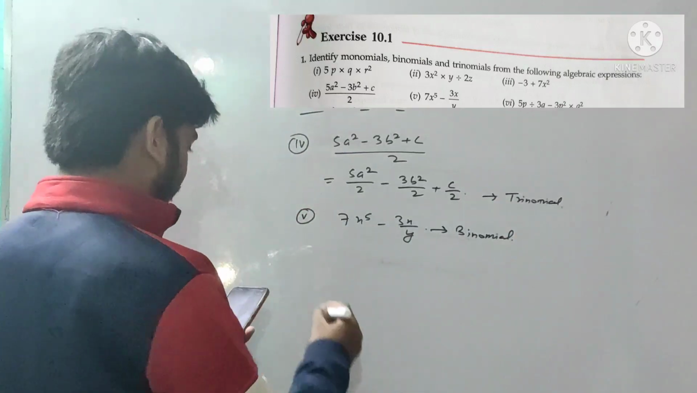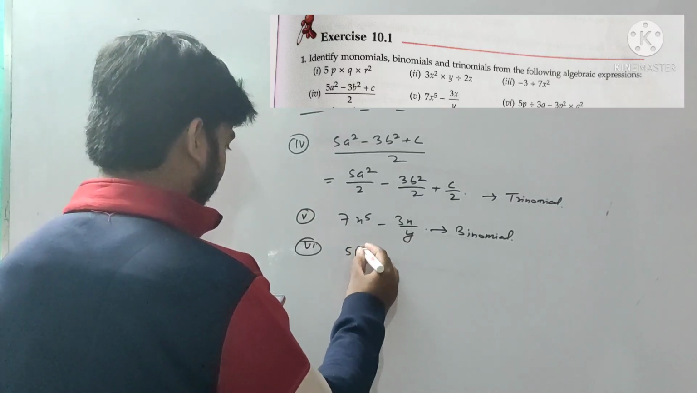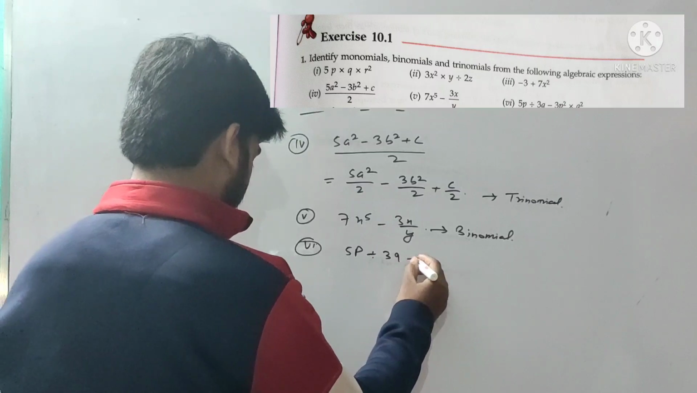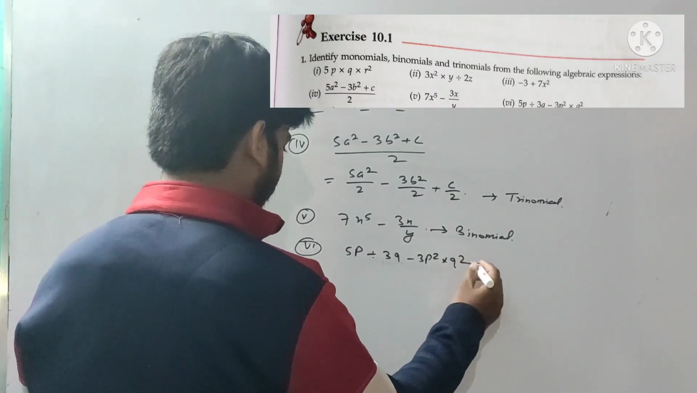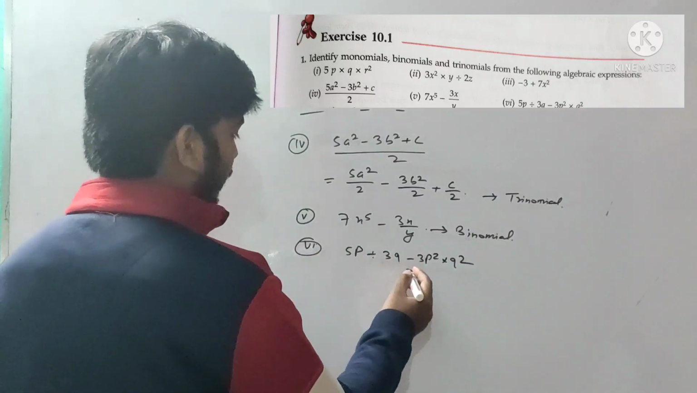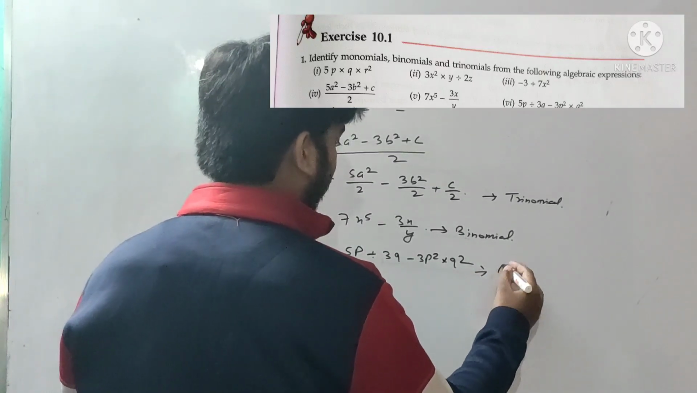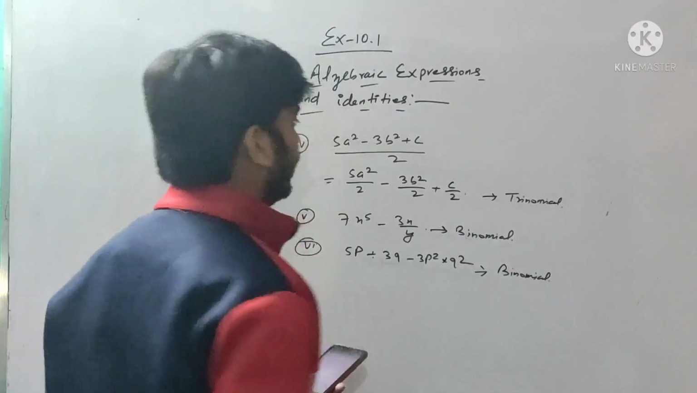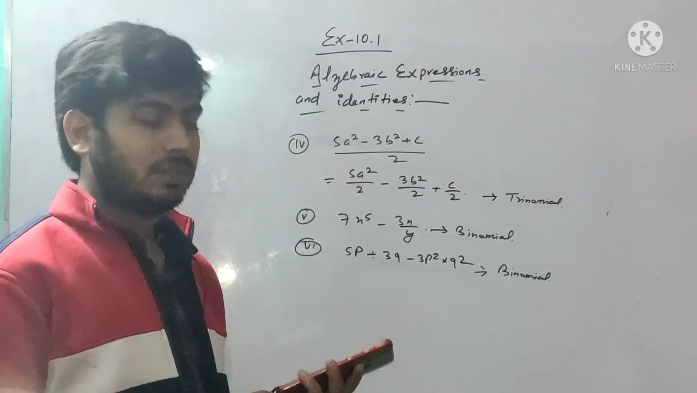Okay, and here is the last question for this. 5p divided by 3q minus 3p square into q square. So separately we can see that it will be a binomial. So this is a binomial term. So I hope everyone understood question number 1. Okay.